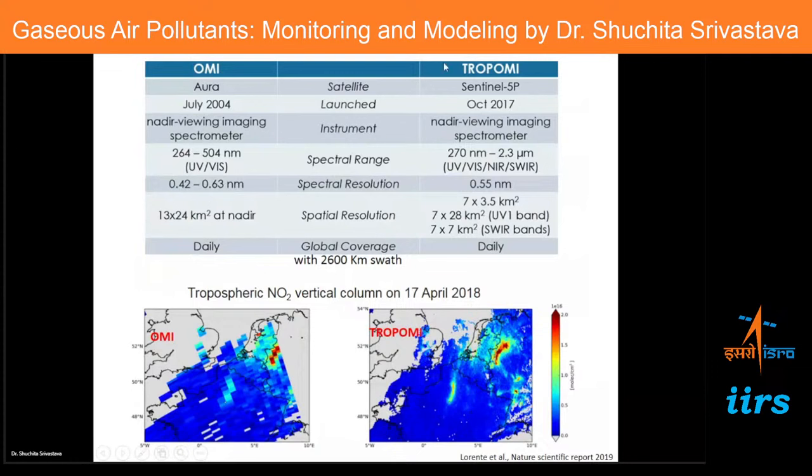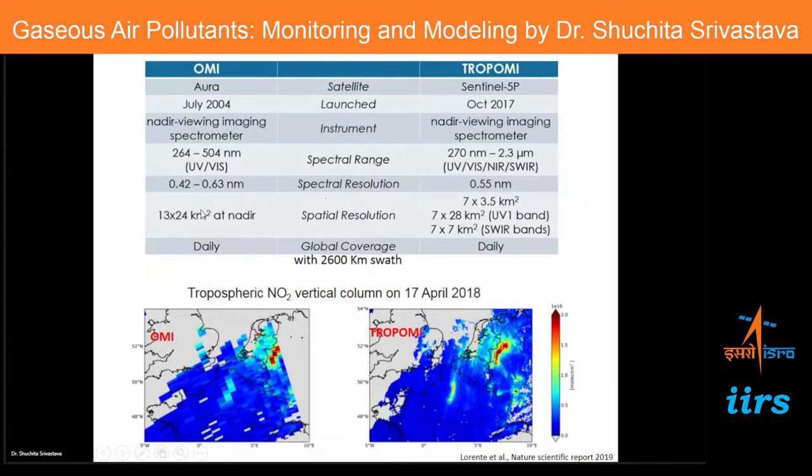OMI is onboard Aura and TROPOMI is onboard Sentinel-5P. OMI was launched in July 2004, and TROPOMI is a recent instrument which was launched in October 2017. Both are nadir viewing imaging spectrometers, and their spectral range, spectral resolution and spatial resolution are shown.